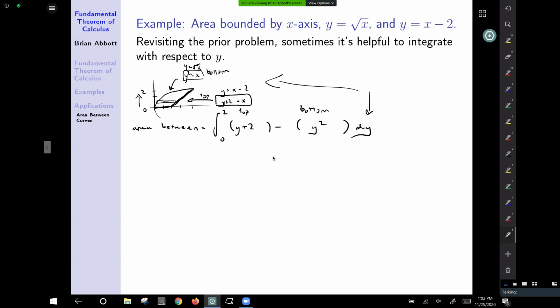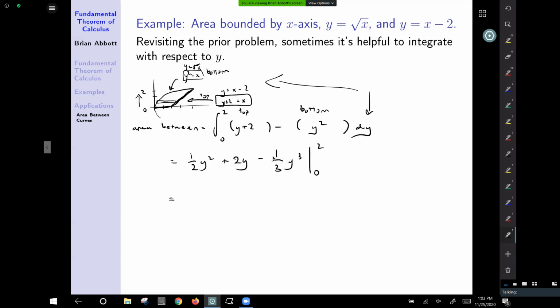Let's do that. That's nothing fancy. We can do that. What has the derivative of y? 1/2 y squared does. Has the derivative of 2? Well, 2y does. And what has the derivative of y squared? 1/3 y to the third power. All that jazz evaluated from 0 to 2.